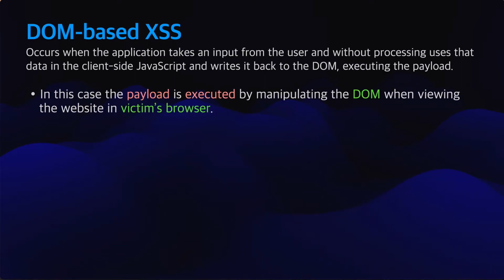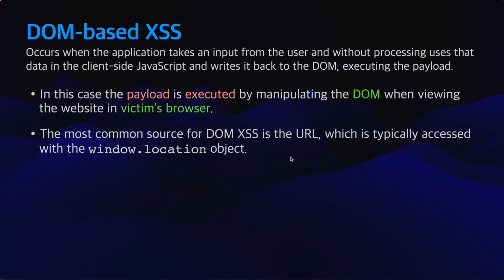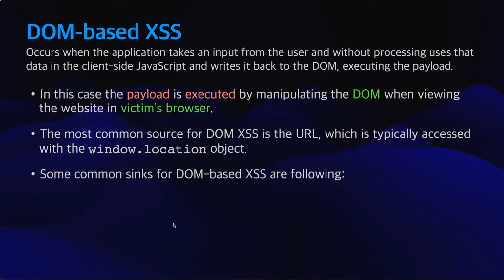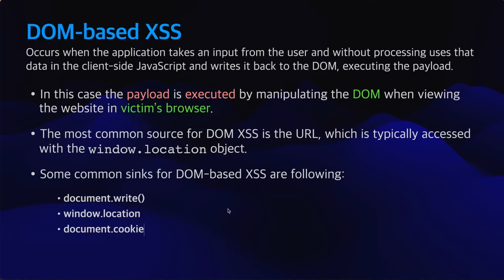So in this case, the payload is executed by manipulating the DOM, which stands for Document Object Model, when viewing the website in the victim's browser. The most common source of DOM XSS is the URL, which is typically accessed with the window.location object. And I have a list of a few common DOM-based cross-site scripting sinks. One of them is document.write and window.location, like we discussed earlier, document.cookie, and eval.